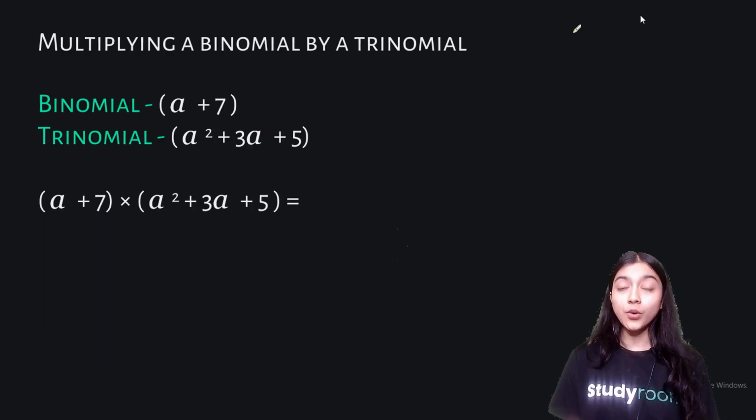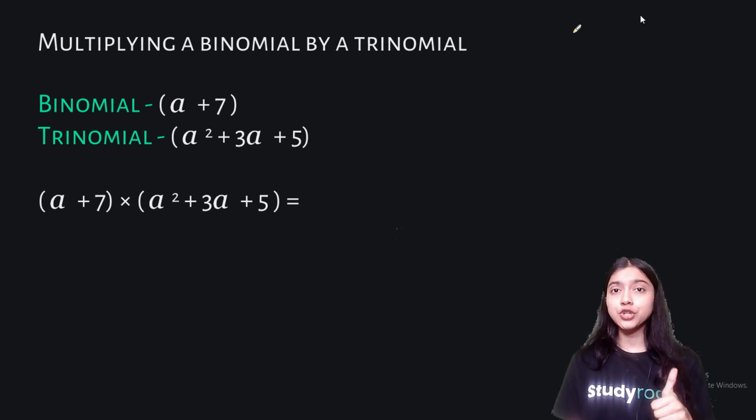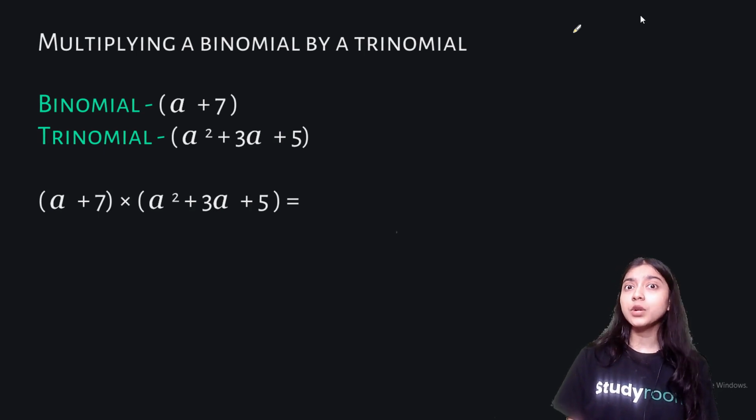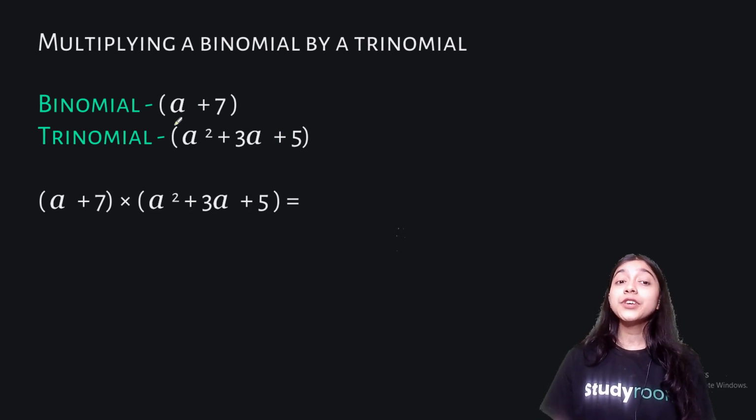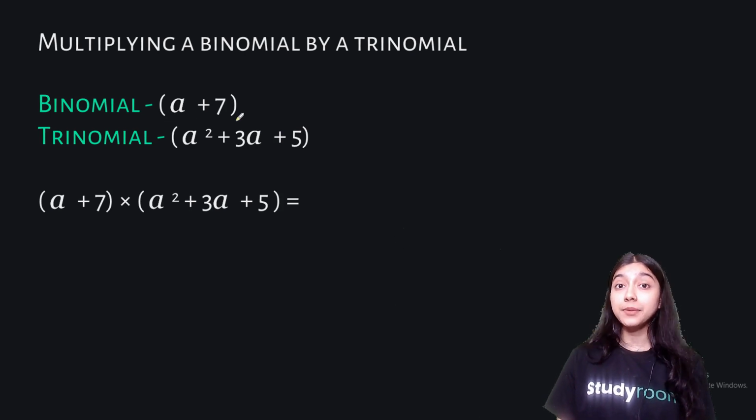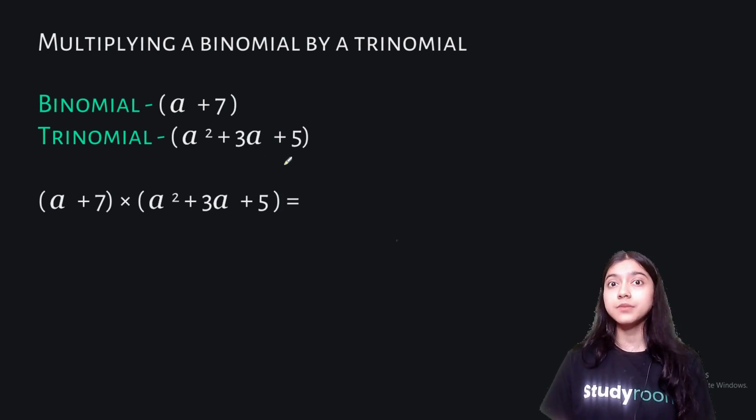Let's level up now. Now that I have taught you multiplication of a binomial with a binomial, why not learn multiplication of a binomial with a trinomial? Interesting. Let's do it. So, we have a binomial over here. Here we have a plus 7. We have 2 terms, so it's a binomial. We have a square plus 3a plus 5. So, we have 3 terms, so it's a trinomial.